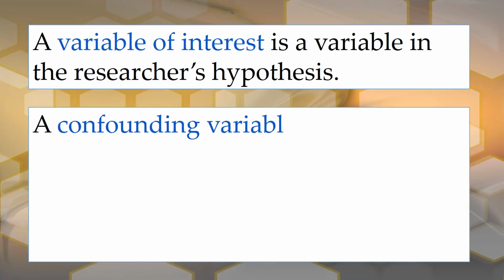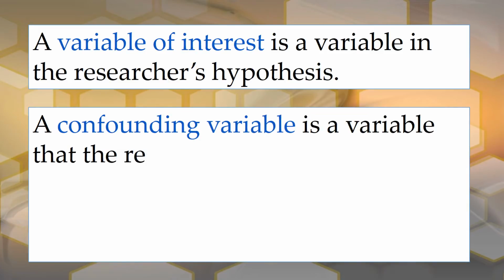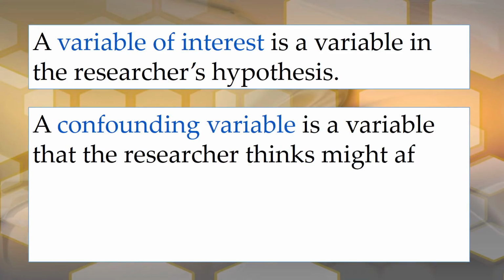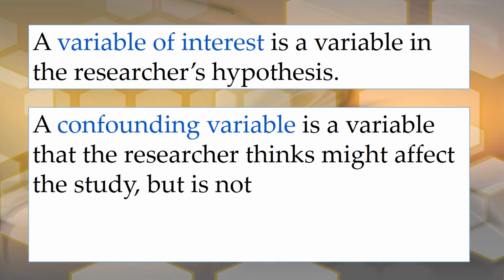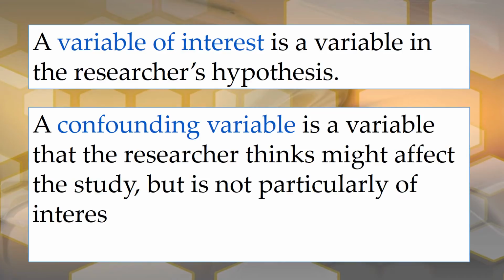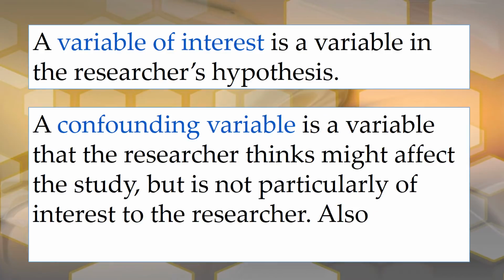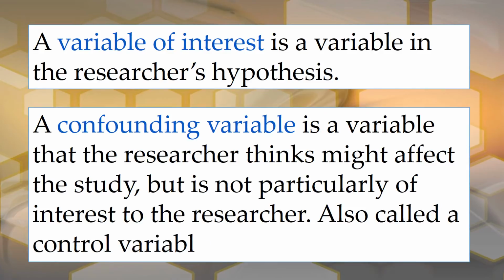A confounding variable is a variable that the researcher thinks might affect the study, but it's not particularly of interest to the researcher. Also called a control variable.